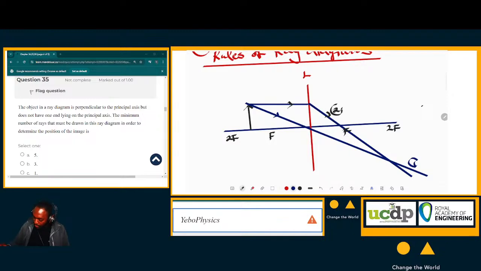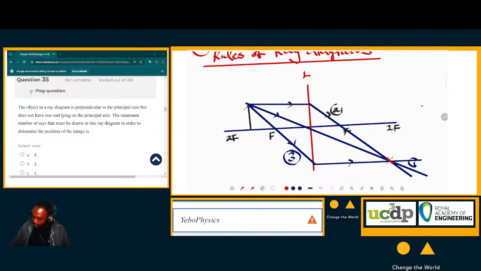And then the third one is the ray that passes through the focal point before reaching the lens. When it reaches the lens, it will be refracted and move parallel to the principal axis. So that is your number 3. These are our rules for a ray diagram.